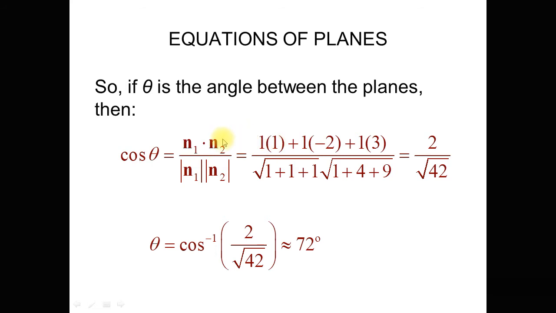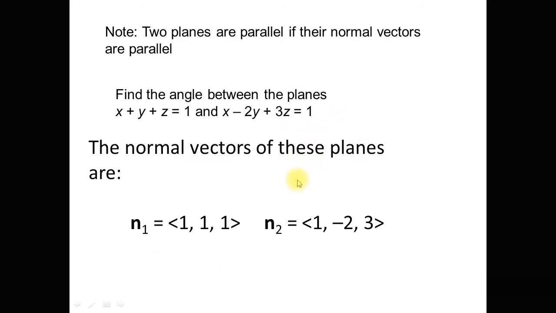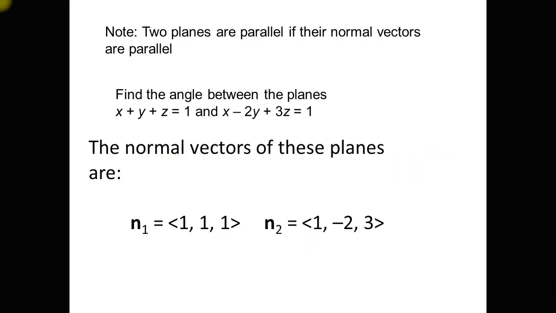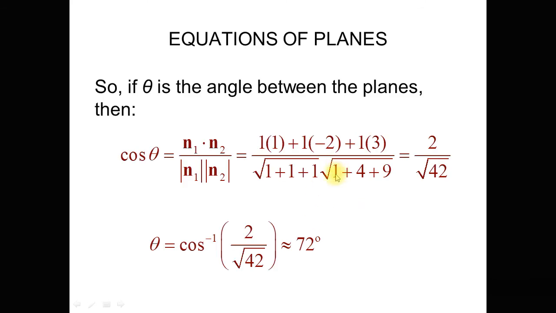So the scalar product, the dot product of these two vectors, is 1 into 1 plus 1 into minus 2 plus 1 into 3, divided by the magnitude of the n1 vector, square root of 1 square plus 1 square plus 1 square. We again obtain square root of 1 plus 1 plus 1, and the magnitude of the second normal vector, you see over here, is the square root of the square of 1, square of minus 2 and square of 3. So 1 square means 1, minus 2 square means 4 and 3 square means 9.